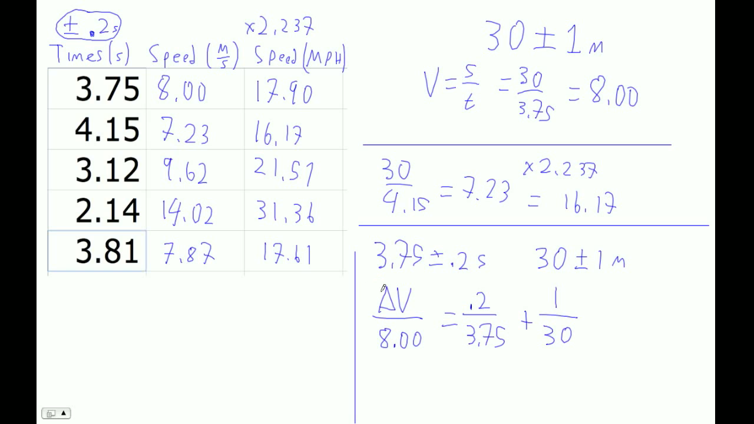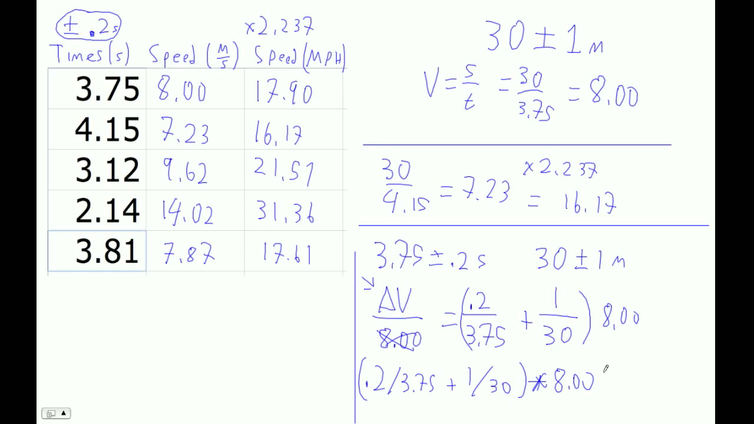So how do you solve for this? This is the uncertainty, not the change in velocity, but the uncertainty of velocity. Well, you just multiply both sides by 8, by that denominator, so the 8 cancels. Now literally take your calculator and go 0.2 divided by 3.75 plus 1 divided by 30, in parentheses, no other parentheses needed, times 8.